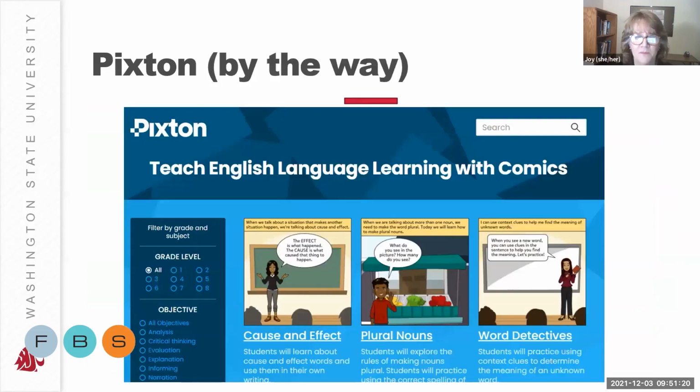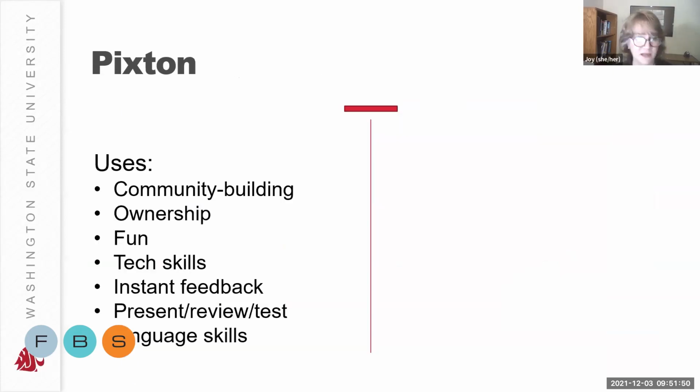Anyway, by the way, Pixton also has information for teaching English language learning with comics. It gives all kinds of ideas there that students can use. And you can see on the left-hand side, it does 21st century thinking skills, and there are lessons for grade levels. So it's a really nice little tool. Most of it's free. If you want advanced characters to use, then you'll have to pay, but that's just one of those things. So by using Pixton, these are the things that are happening in my class.